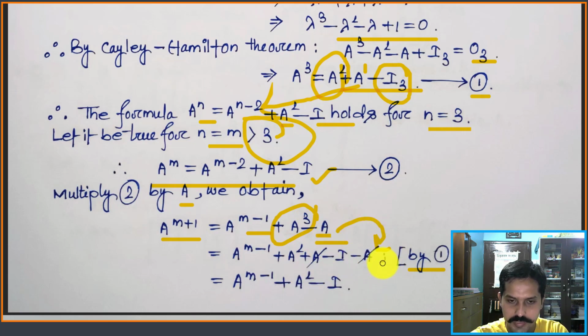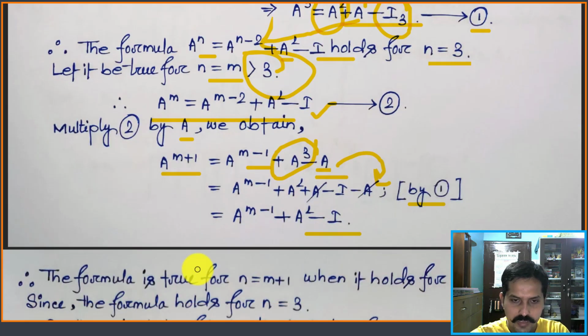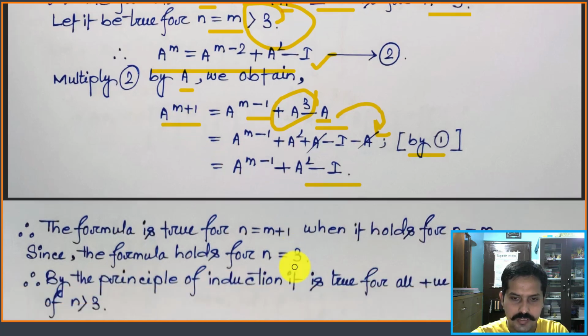This minus a plus a will be eliminated, then the result will be a to the power m minus 1 plus a square minus I. Now you see that the result is true for n equals m plus 1 provided the result is true for n equals m. But the formula holds for n equals 3.